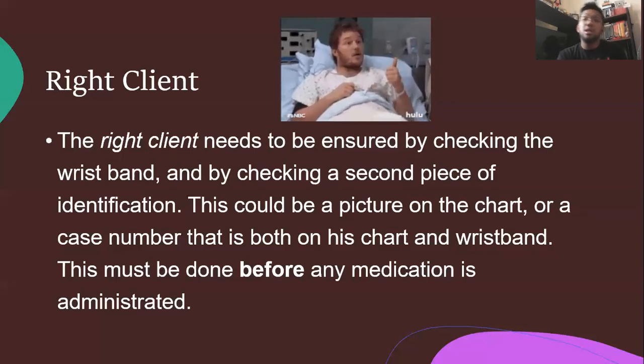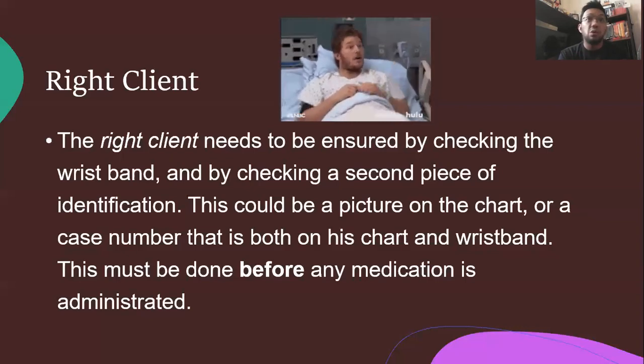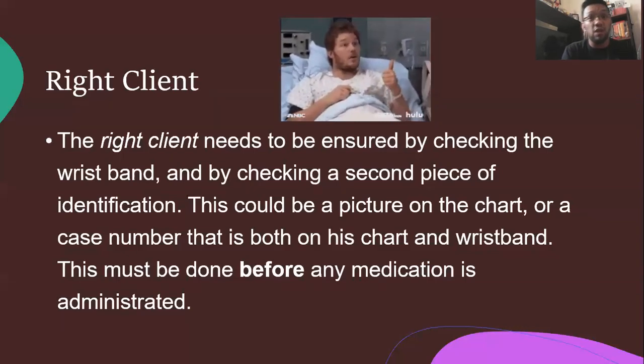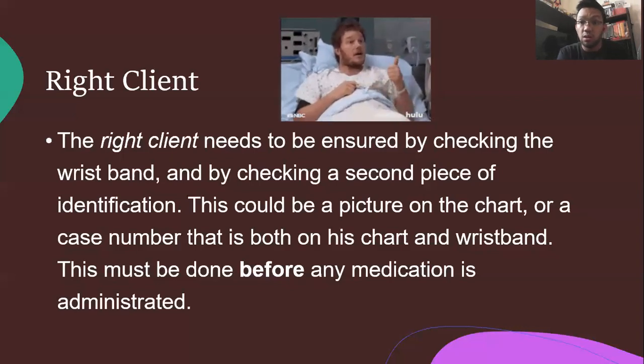And this should be done, of course, before. Take note, this is done before any medication is administered, because it's too late to check for the patient's identification if you already gave it afterwards. So always check the right client before giving the drug. That is very, very important.